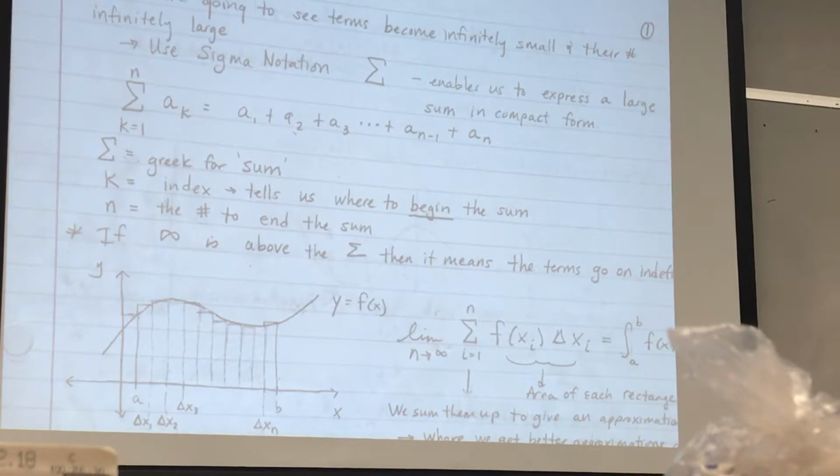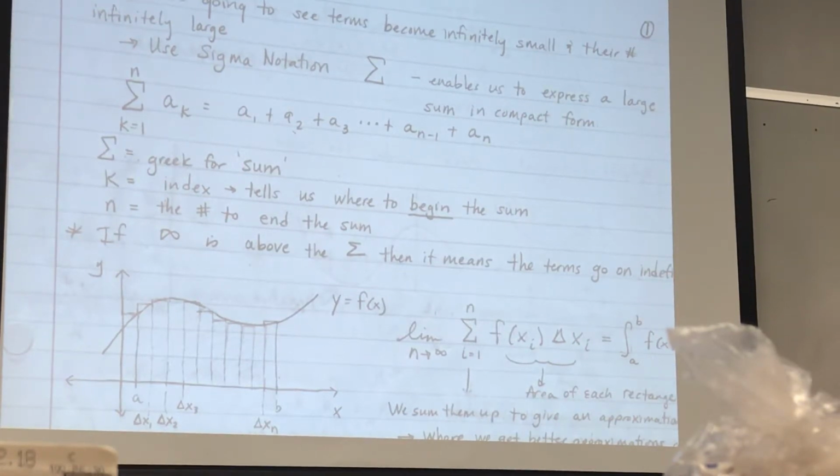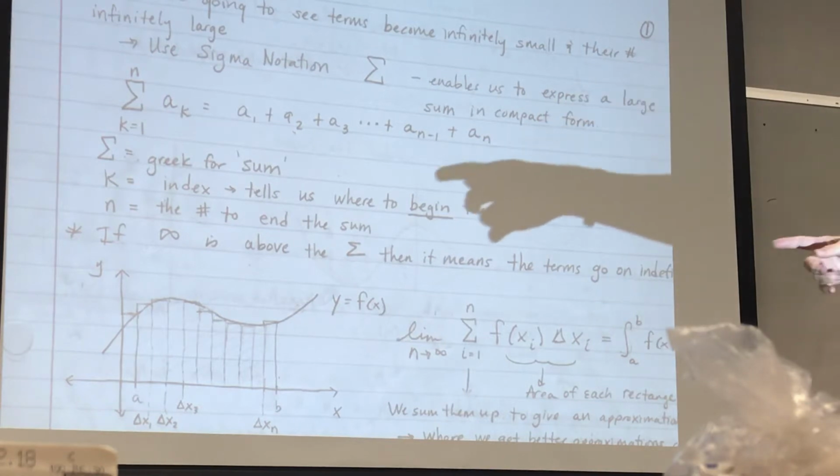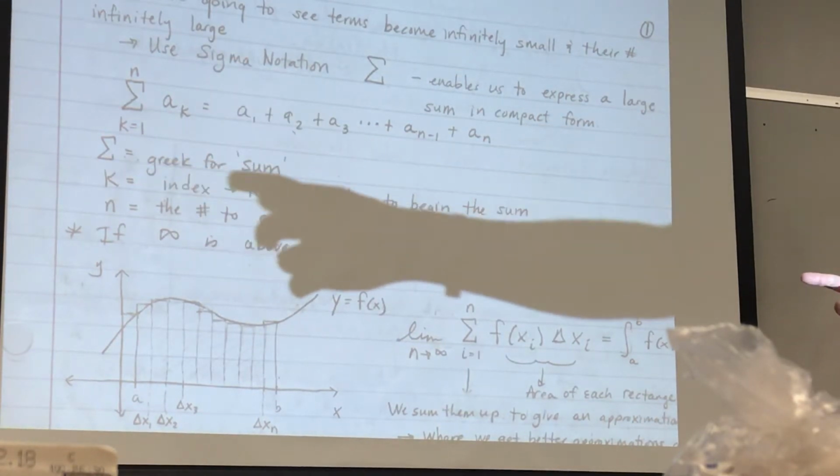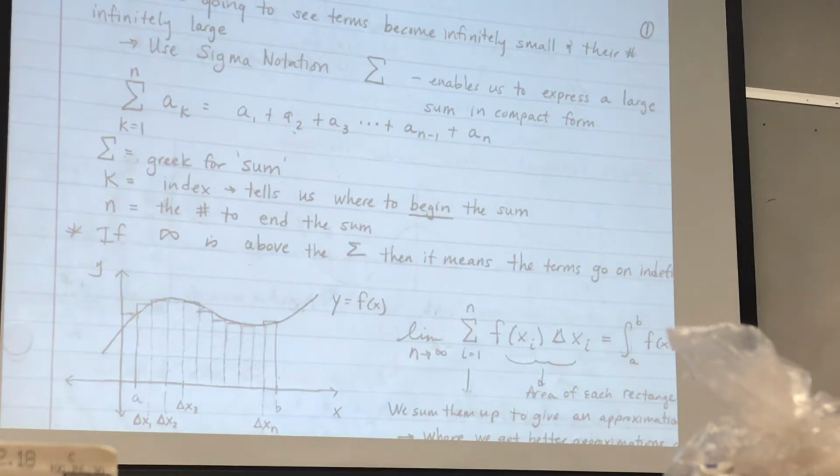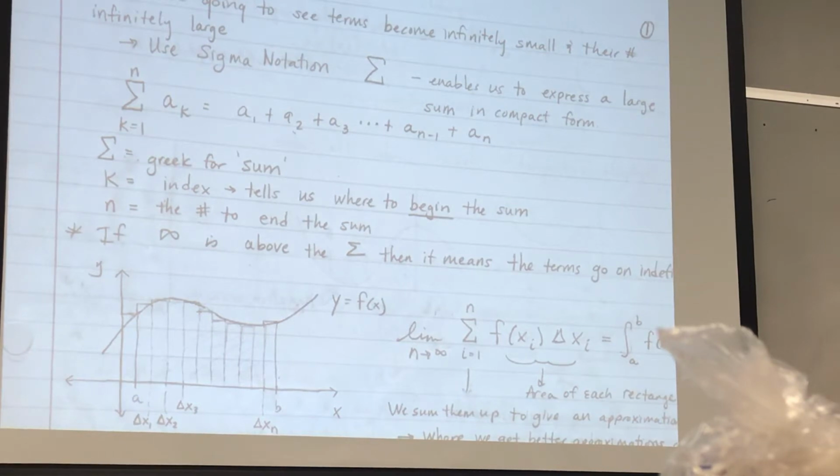All right. So we use sigma notation to express large sums of numbers in compact form. This Greek symbol, that's sigma, is just Greek for sum. We're just summing a ton of numbers. K is denoted as an index, and it tells us where to begin. So it's not a big surprise that we're starting at 1, right? And what do we love in calculus? 1 or 0. Then the n tells us the number to end the sum.